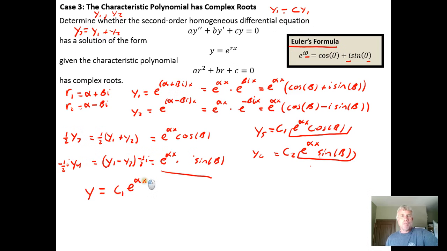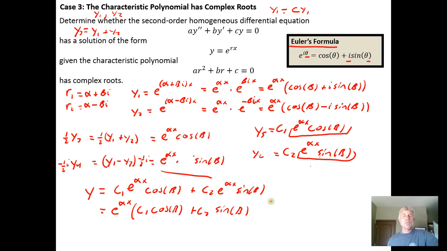So c sub 1 e to the alpha x times the cosine of beta plus c sub 2 e to the alpha x times the sine of beta. And of course e to the alpha x is showing up in each of the two terms, so we can rewrite this in probably the more typical form, e to the alpha x times c sub 1 cosine beta plus c sub 2 sine beta, as the general solution for the second order linear homogeneous equation that has constant coefficients. So again, the alpha and the beta are coming from the real and the imaginary components of the roots r sub 1 and r sub 2.